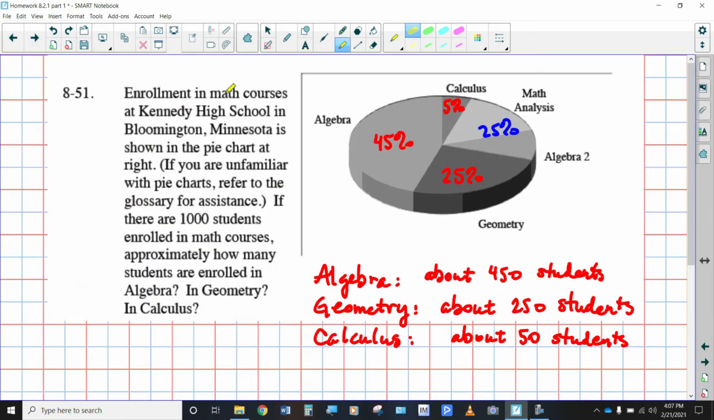All right, enrollment in math courses at Kennedy High School in Bloomington, Minnesota is shown in the pie chart. If there are 1,000 students enrolled in math courses, approximately how many students are enrolled in algebra, geometry, and calculus? Okay, so what's going on here? I think this combined should be about 25% right there. So this looks like it's about 25%.